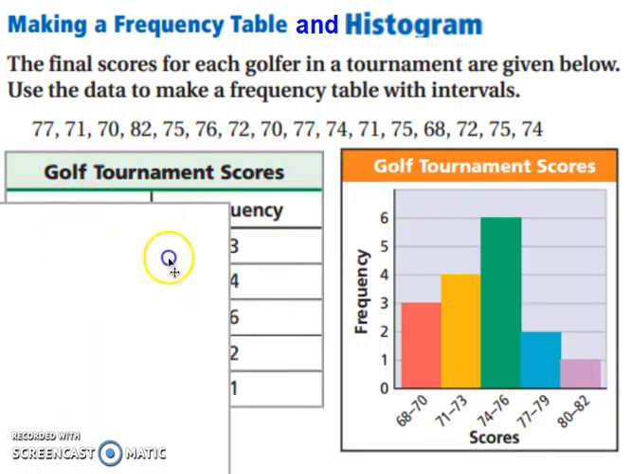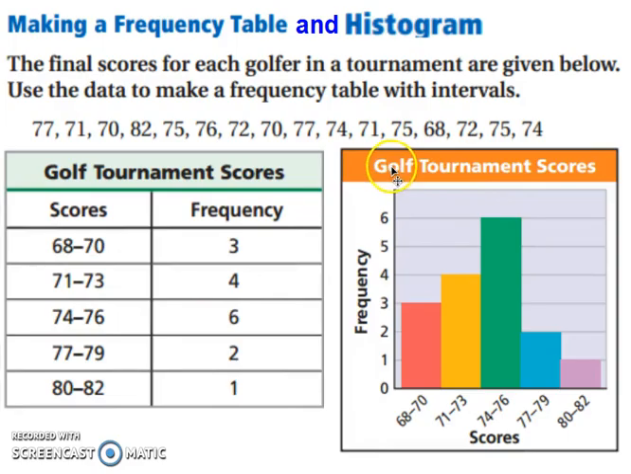So you still have a title, an X and Y axis labeled, and then you have numbers going up on the left-hand side. And then each of your bars are labeled with your clumps of data here. So your 68 to 70, so your frequency clumps, and then your bar goes up to 3, since that's how many times you had a number between 68 and 70. And you do that for each of them. And that's a frequency table and a histogram.